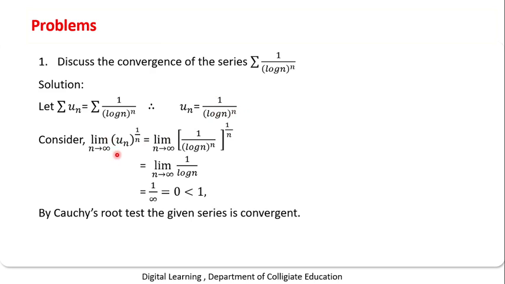Consider the limit as n tends to infinity of u_n to the power of 1 by n, which is equal to the limit of ((1 by log n) to the power of n) to the power of 1 by n. The n gets cancelled, and we get 1 by log n. Now apply the limit: 1 by log infinity is 1 by infinity, which is equal to 0. Here 0 is less than 1. Therefore, by Cauchy's root test, the given series is convergent.